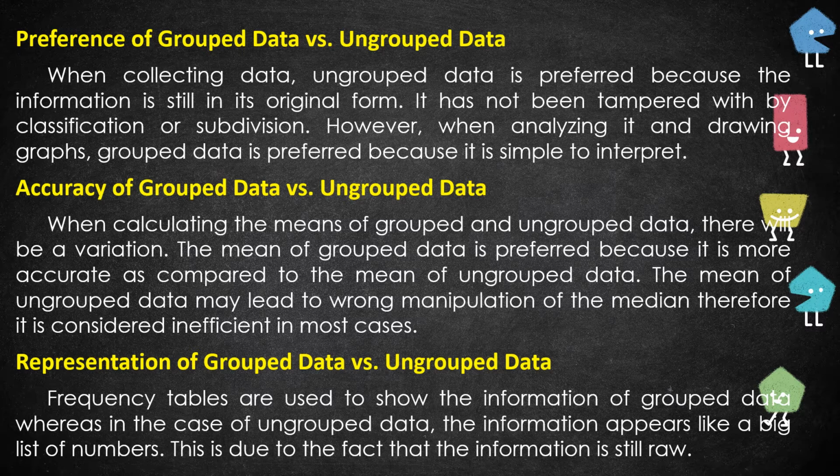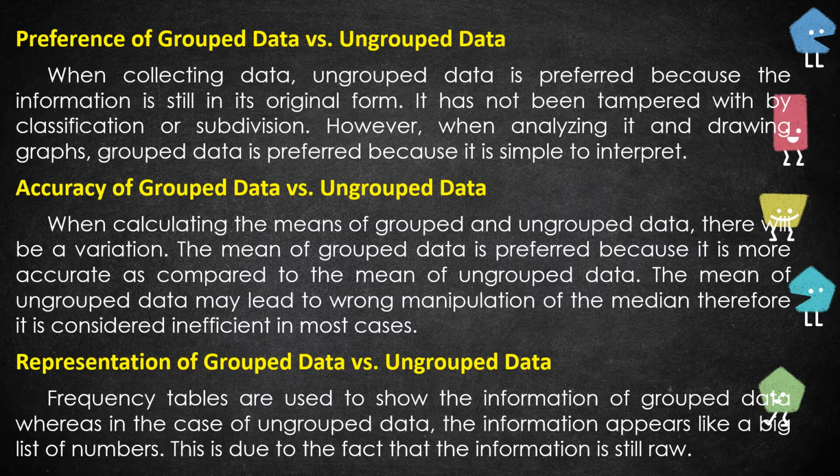Accuracy. Of course, when calculating the means of grouped and ungrouped data, there will be a variation. The mean of grouped data is preferred because it is more accurate as compared to the mean of ungrouped data. The mean of ungrouped data may lead to wrong manipulation of the median. Therefore, it is considered inefficient in most cases.